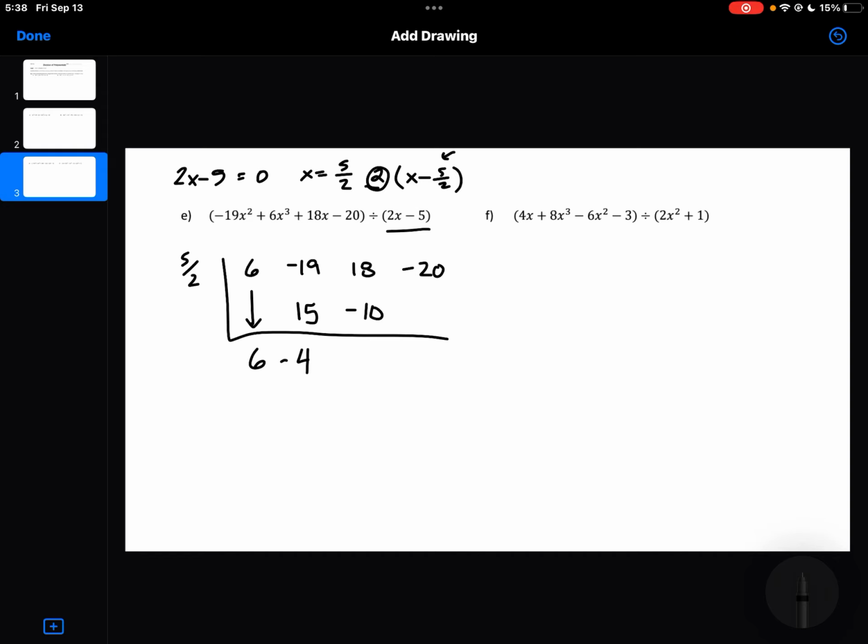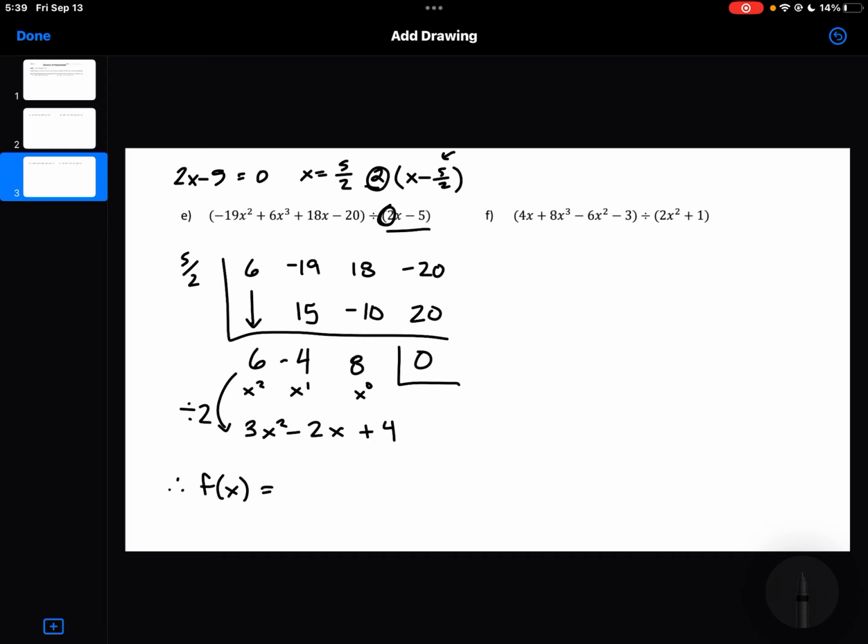And then I'm going to add them together. I get 8. 5 halves times 8 is positive 20. I add them together and I get 0. So my remainder is 0. This is still my constant term. This is my linear term, and this is my quadratic term. But to get my real answer, I have to divide by 2 because of this right here. So 3x squared minus 2x plus 4.